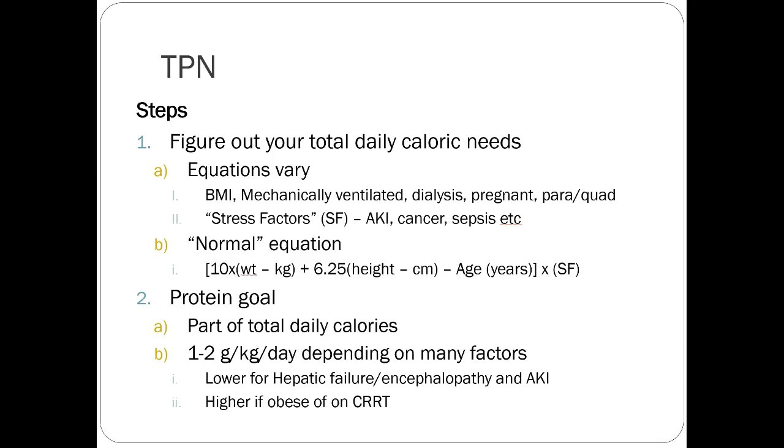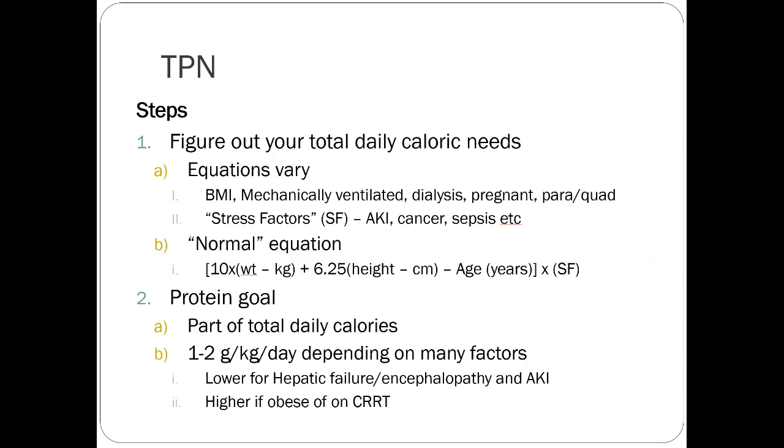But basically an equation would be something like this: 10 times weight in kilos plus 6.25 times height in centimeters minus age times years. And then you multiply that by your stress factor, which might be like 1.2 or something. Let's say they're mechanically ventilated. So instead of just getting the standard amount, they're going to get a multiplier of 1.2 and get an increase because of the extra stress mechanical ventilation causes on the body. Something like that.